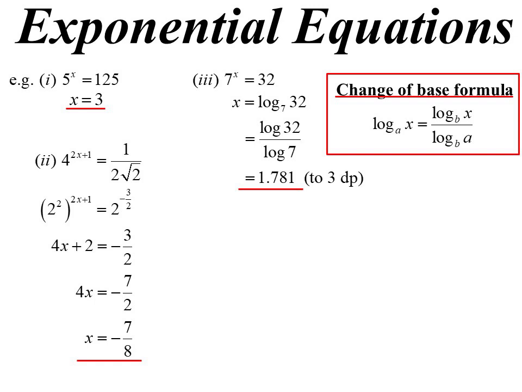It does not matter which of those buttons I press, as long as I press the same one for both of them. And we get 1.781. And if you don't believe me, you can go to a calculator right now and ask, what is 7 to the power of 1.781? Well, it won't be 32 exactly, because that's an approximation, but it should be pretty close to 32.